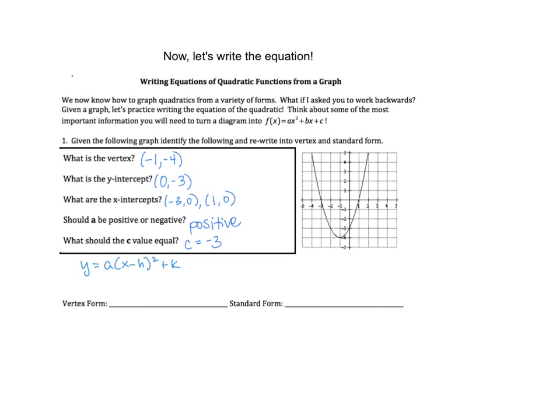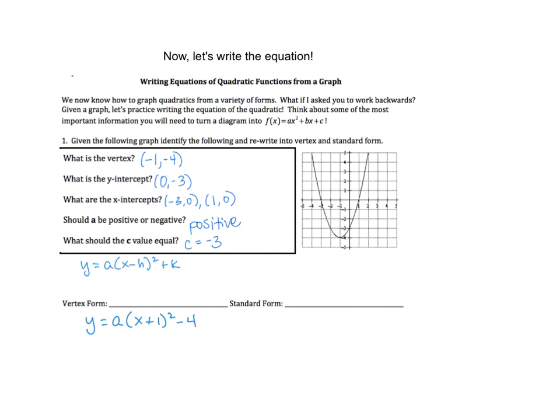So I'm just going to fill in what I know. I know that my vertex happens at (-1, -4). So y would be equal to a times (x minus a -1, or +1) squared plus k, which in this case k is negative, so it'd be -4.